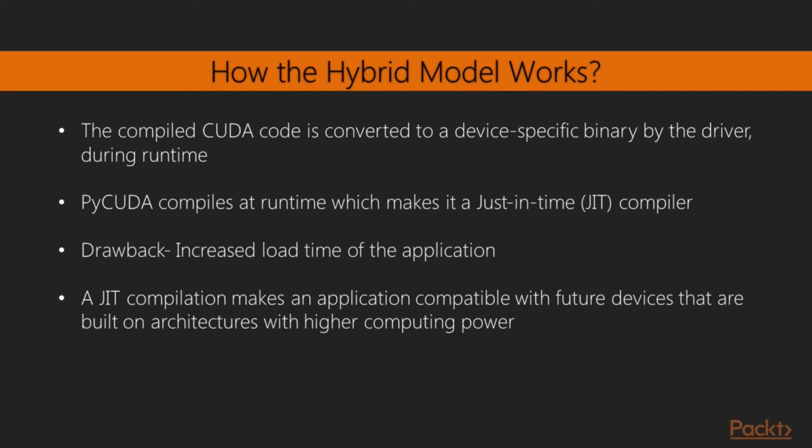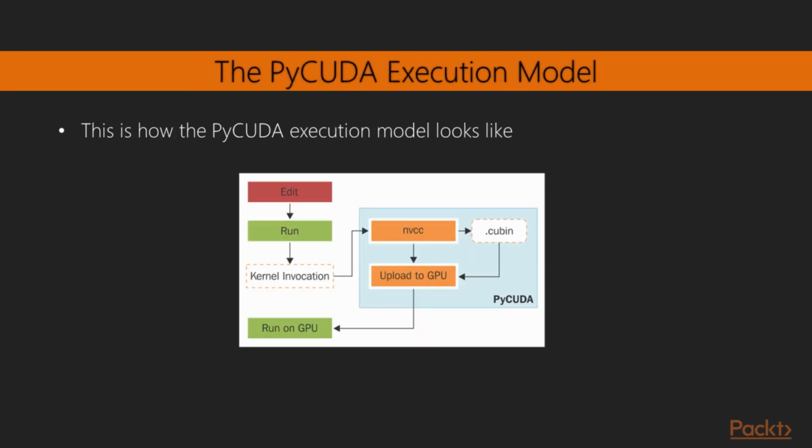All the steps of compilation mentioned earlier are executed by PyCUDA at runtime, which makes it a just-in-time, or JIT, compiler. The drawback of this approach is the increased load time of the application, which is the only way to maintain forward compatibility. That is, you can perform operations on a device that does not exist at the time of the actual compilation. A JIT compilation therefore makes an application compatible with future devices that are built on architectures with higher computing power, for which it's not yet possible to generate any binary code.